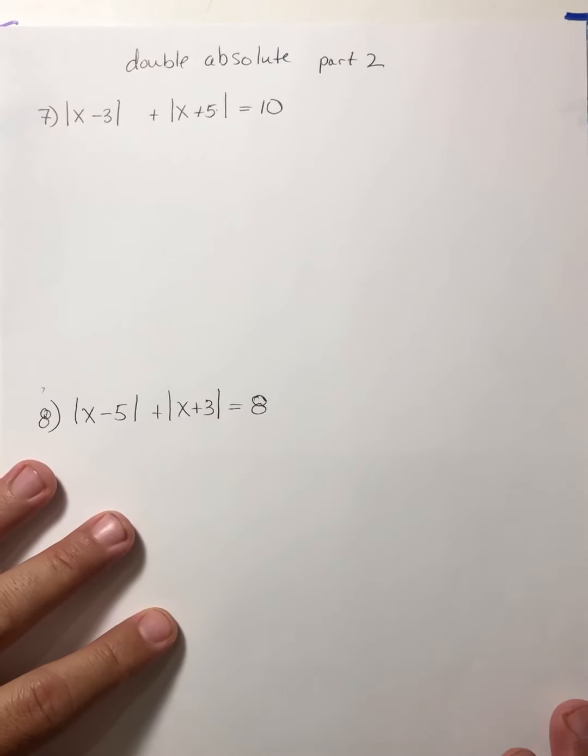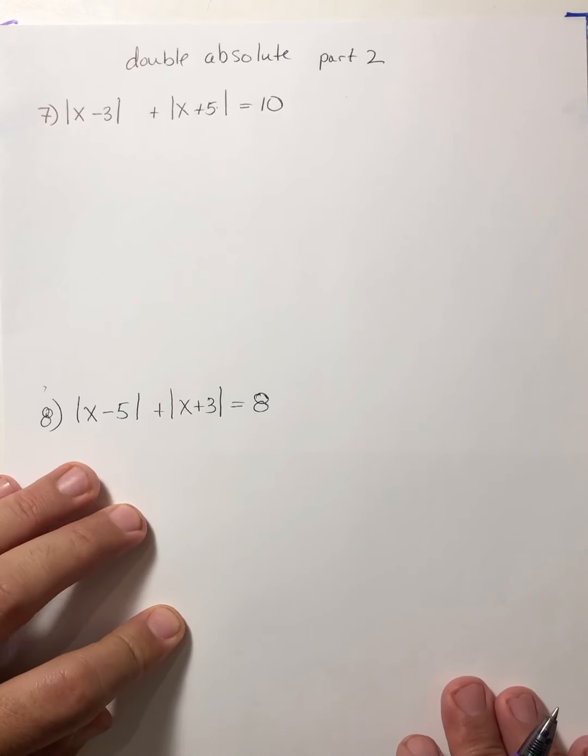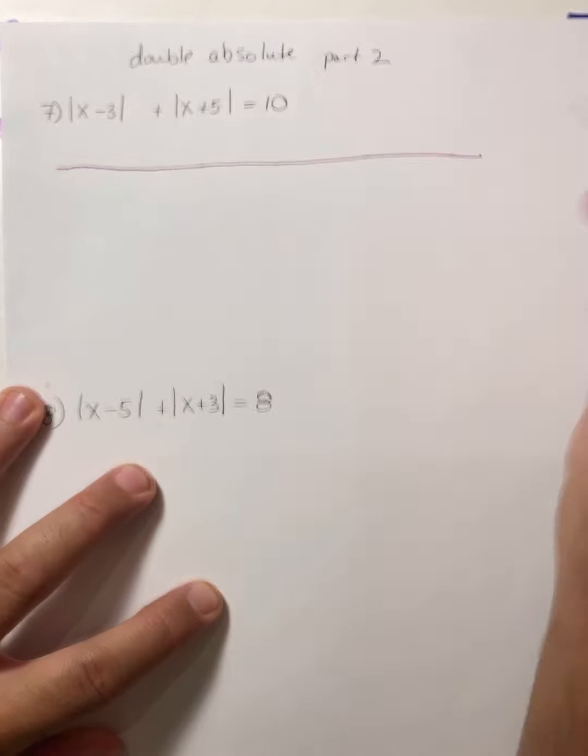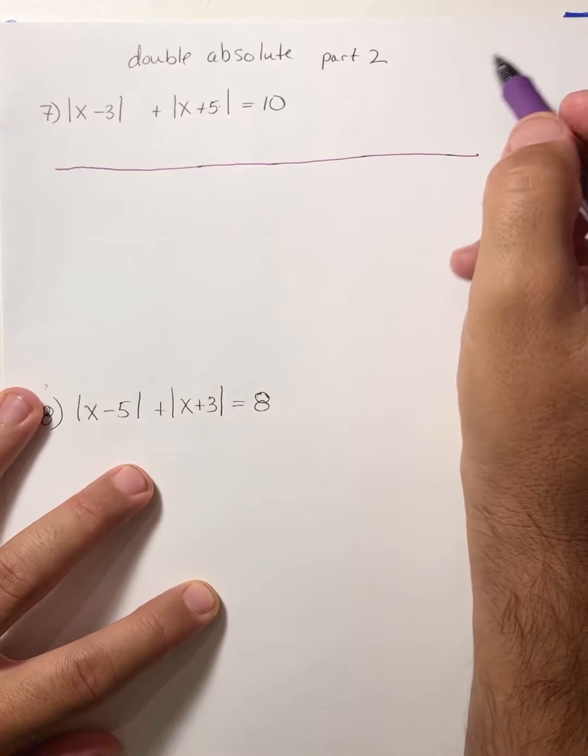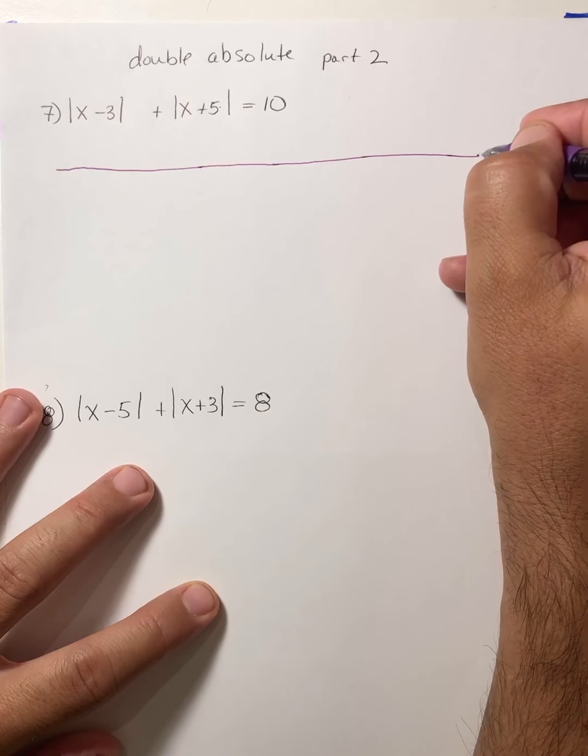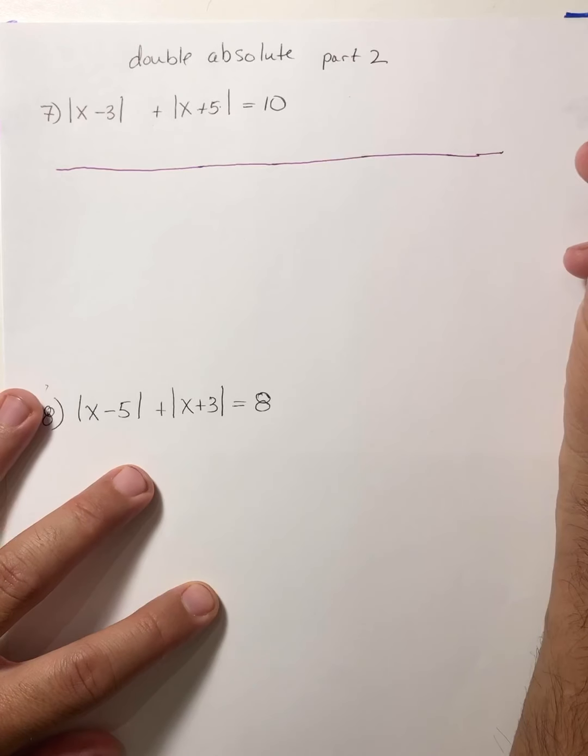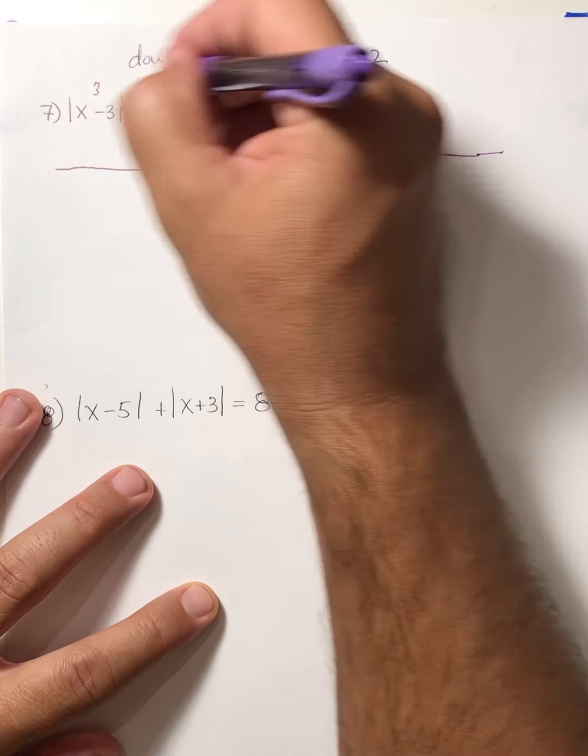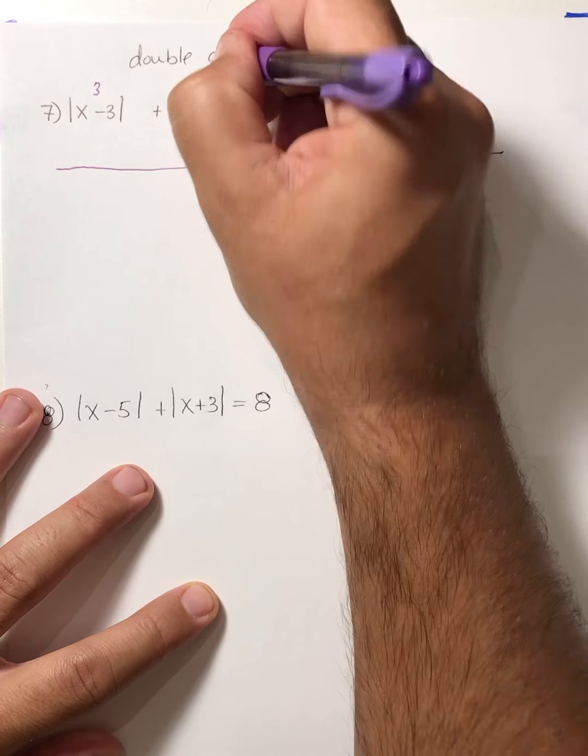So first thing I'm going to do is draw my number line. Make it nice and big because we have the regions. You'll see why I'm making it big. Now, when does this equal to 0? At +3. This is equal to 0 at -5.